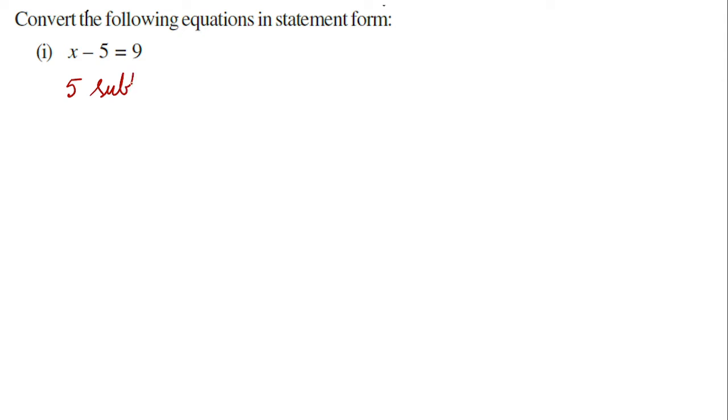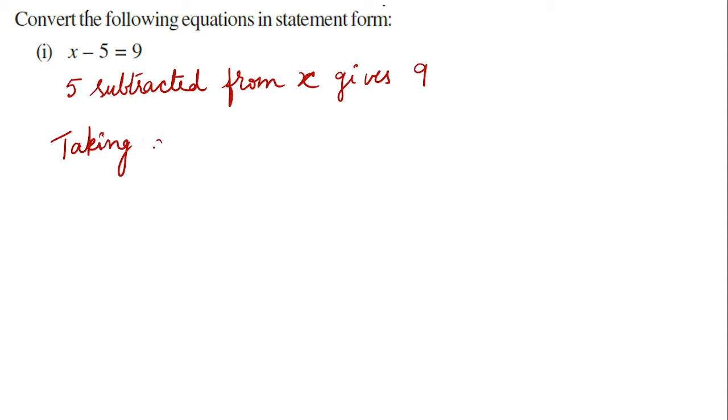5 subtracted from X gives 9. This is one way of writing. The other way of writing is taking away 5 from X gives 9. You can write it in both the ways. Both the statements are right.